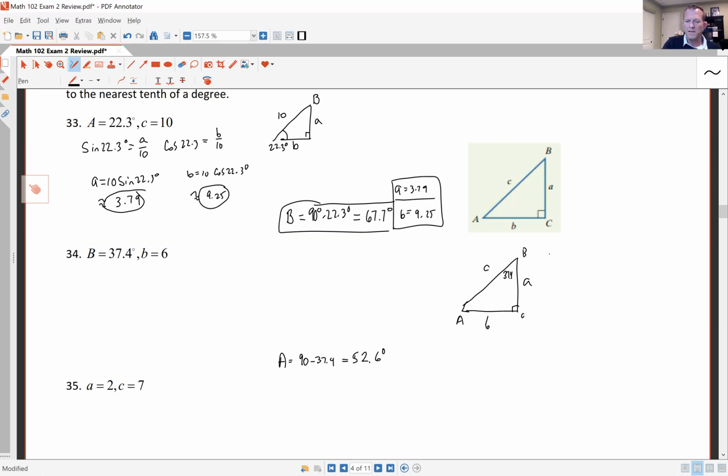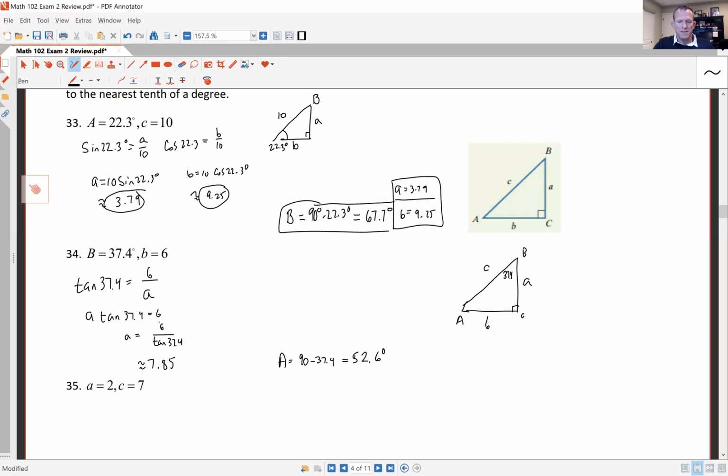Relative to B, I got the opposite of 6 and I want to find the adjacent. So that's going to be tangent 37.4 equals opposite over the adjacent. Multiply both sides by a, and a is 6 over tangent 37.4. That gives us around 7.85.